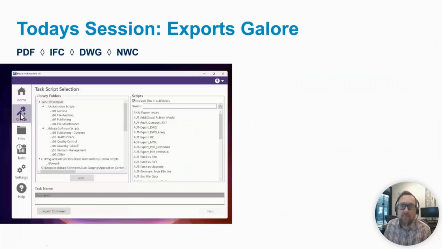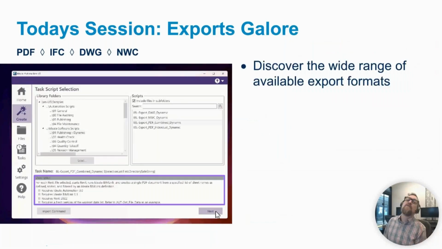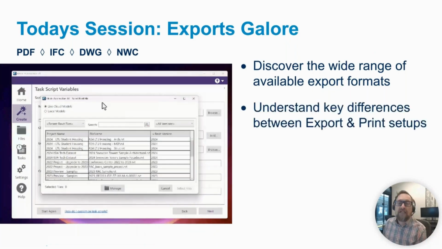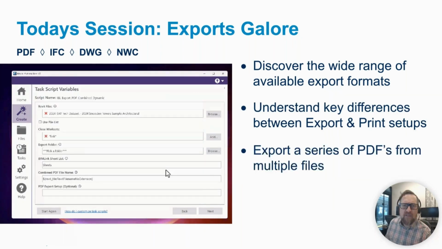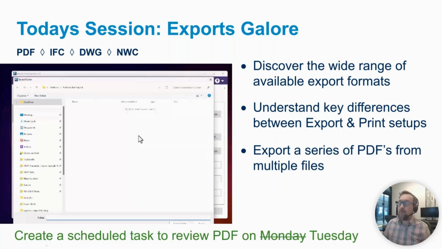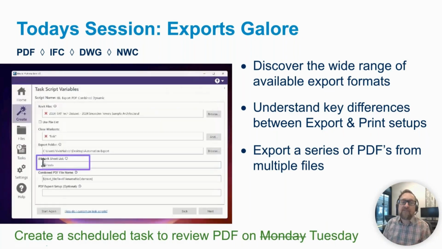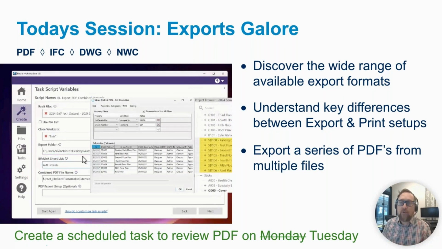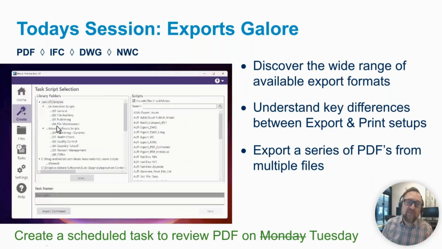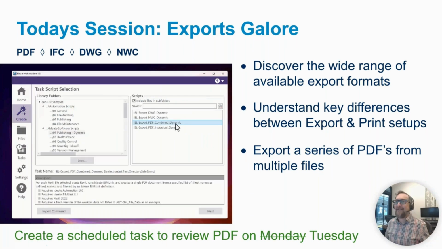So today's session is going to be on exports, like we said. We want you to be able to discover the wide range of available formats we have, key differences between what export setups and print setups are in Revit, and then we're going to export a series of PDFs from multiple files in one task. So what we want you to be able to do is a similar thing where you can create a task to generate your PDFs over the weekend, and then when you get back to work on Monday or Tuesday, actually, since it's a holiday, see what your results are. So that's the idea here.